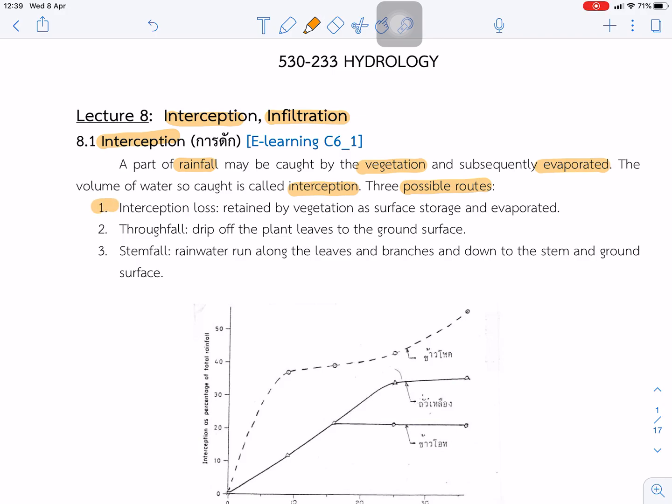The first is interception loss, which is retained by vegetation and surface storage and evaporated. Two is throughfall, drip from the plant leaf to the ground surface, and the third one is stemflow, rainfall running through the leaf and the branch and down the stem to the ground surface.